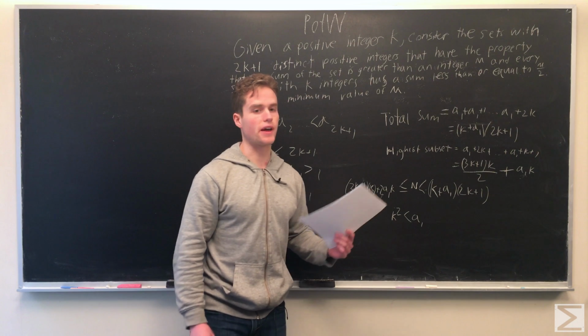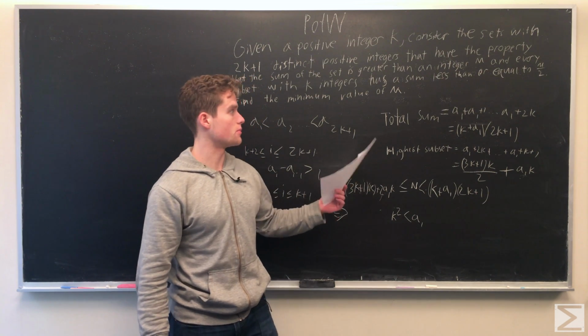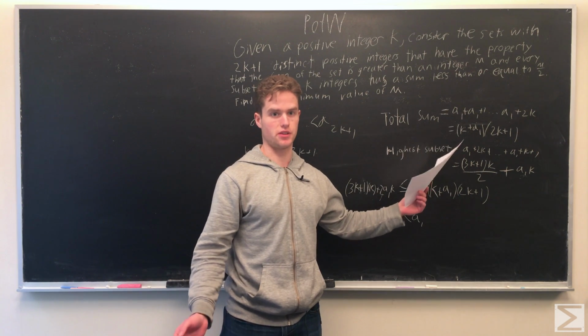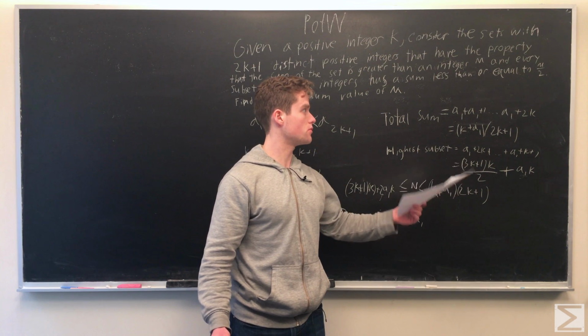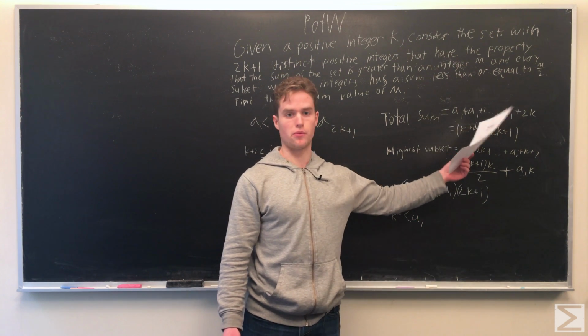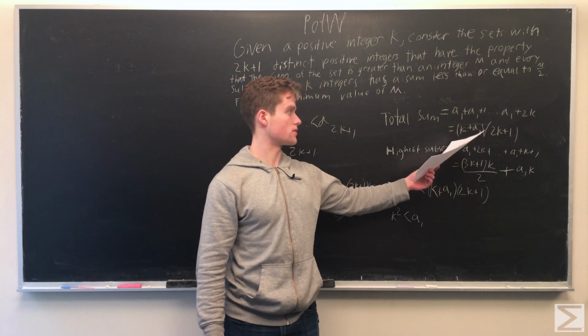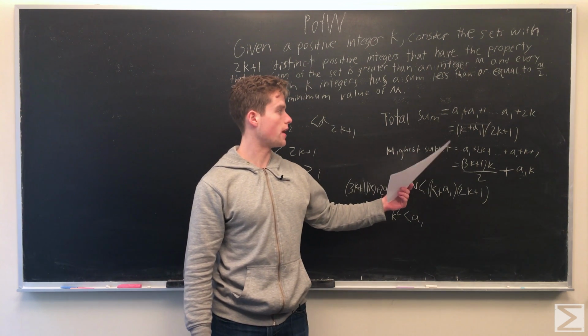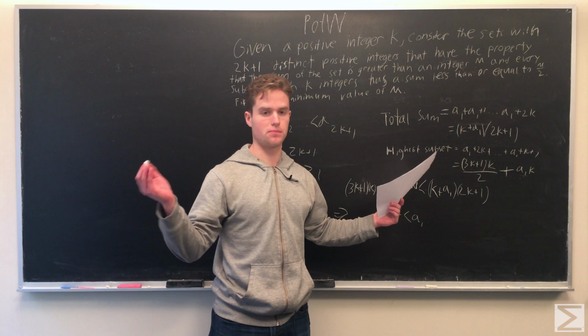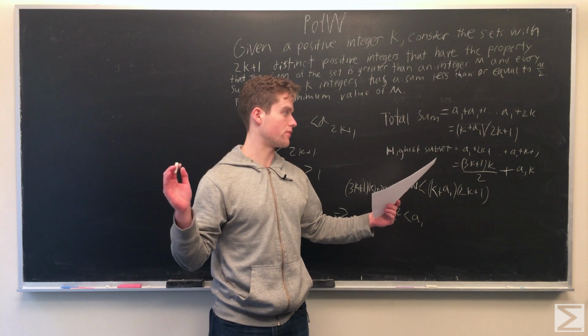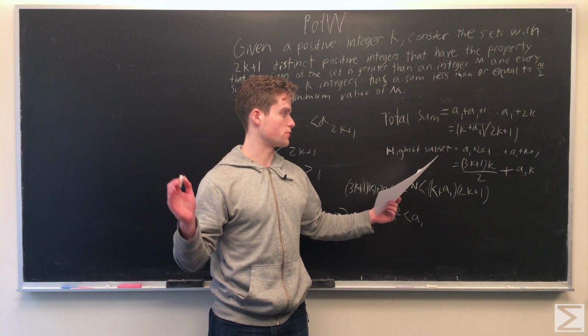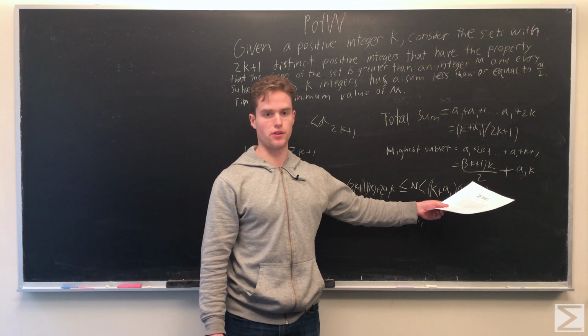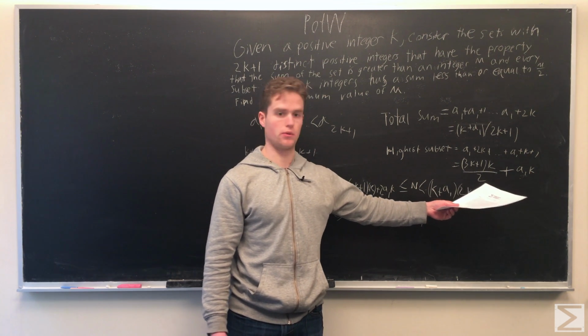So now that we know the set is consecutive, the total sum is a1 plus a1 plus 1, which is a2, and a3 is a1 plus 2, etc., all the way to a1 plus 2k. And this will give us k plus a1 times 2k plus 1. The highest subset is doing a similar thing, but only with the highest second half of integers, which will give us 3k plus 1 times k over 2 plus a1 k.